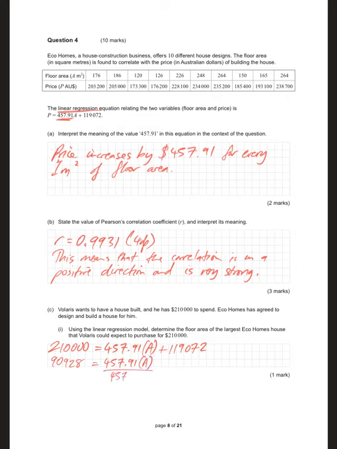Divide both sides by 457.91, giving you A is equal to 198.57 to 2 decimal places, therefore approximately 198.57 square meters for 210 grand. That's that question done. Next page.